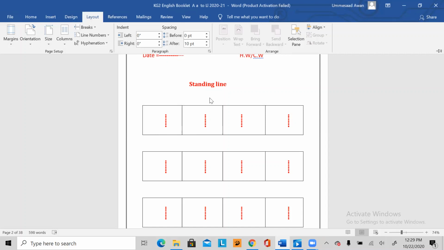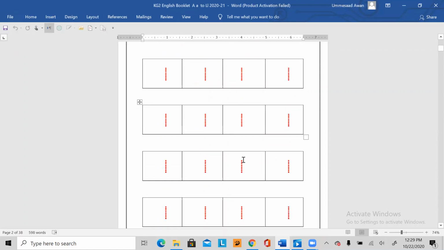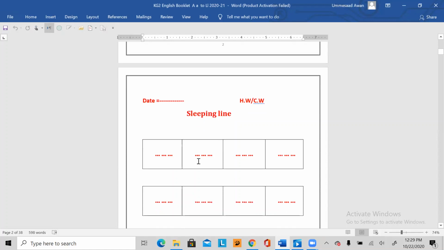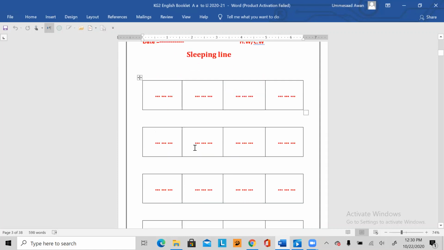We will also see here we have another line. It's called sleeping line. We will put our pencil here and we will draw a line from left to right. So it's called sleeping line. Sleeping line. Okay.